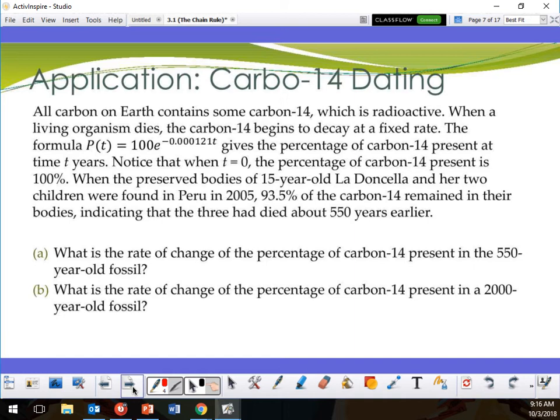When the preserved bodies of 15-year-old La Doncella and her 2 children were found in Peru in 2005, 93.5% of the carbon-14 remained in their bodies, indicating that the 3 had died about 550 years earlier.